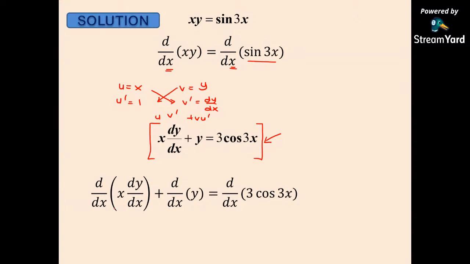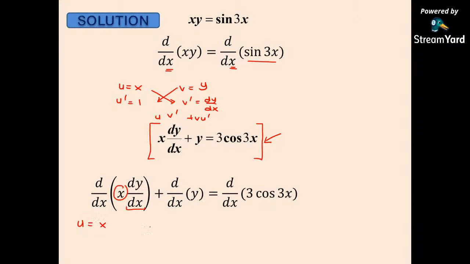Okay, so now enough with that. So d over dx of x dy over dx plus d over dx of y, differentiating 3 cos 3x. I'm sure you should be able to see here, this is a product between x and dy over dx. So again, another product rule.